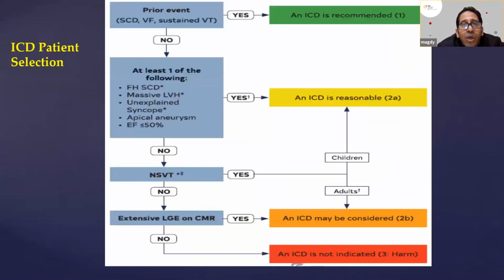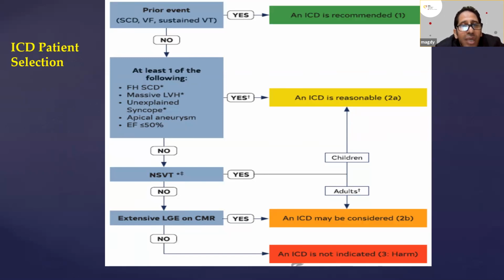Again, ICD recommendations by the new guidelines. Patients who develop sudden death, VF, or sustained VT, it's mandatory to implant an ICD. It's a class 1A recommendation. If the patients did not develop this event and they have at least one of the following: family history of sudden death, massive LVH, unexplained syncope, apical aneurysm, or ejection fraction less than 50%, then ICD is a reasonable option. It's considered a class 2A recommendation.